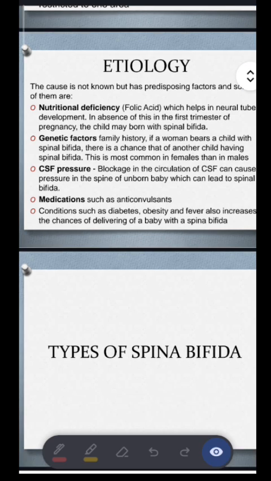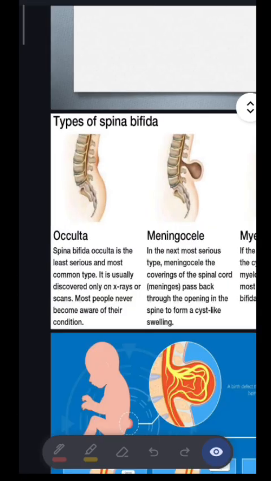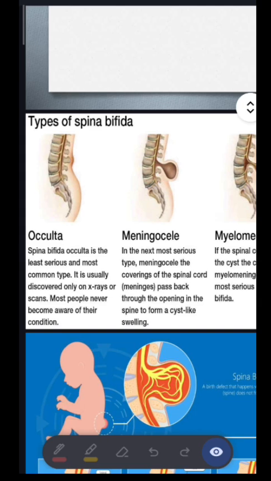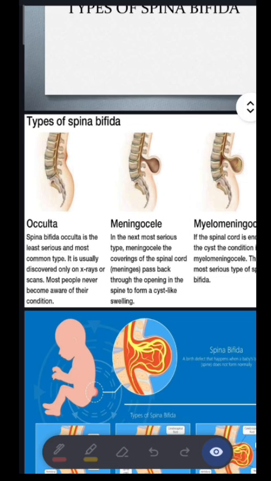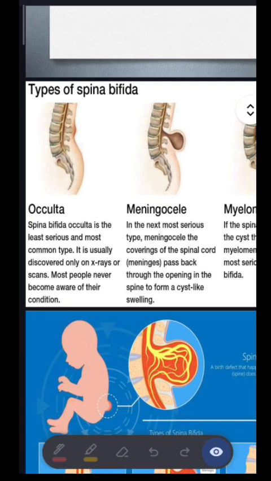Next are the types of spina bifida. There are mainly three types: the first is spina bifida occulta, the second is meningocele, and the third is myelomeningocele. Spina bifida occulta is the least serious and most common type. We can see numerous babies with spina bifida occulta, so it is less serious. It is usually discovered using X-ray or scans, and most people never become aware of the condition.